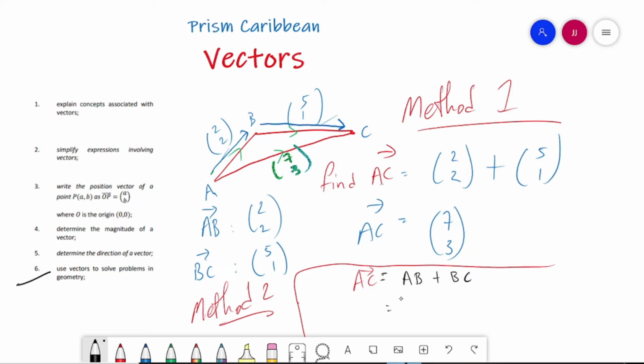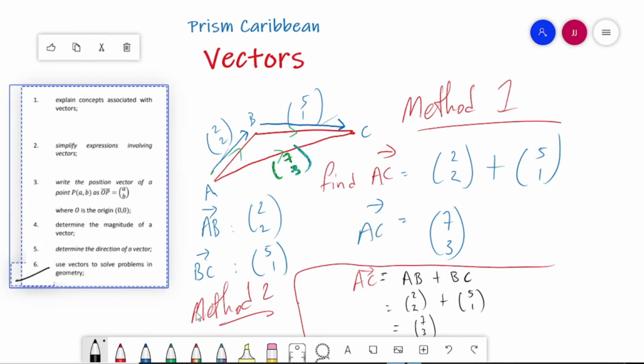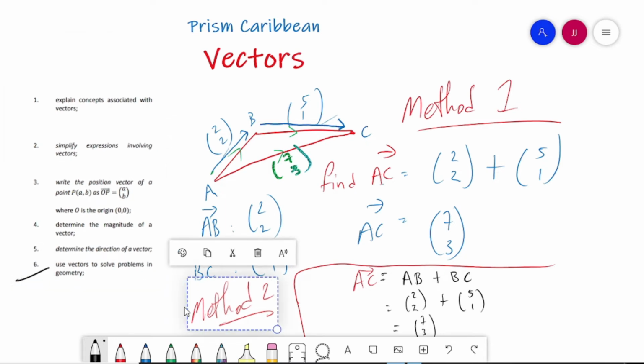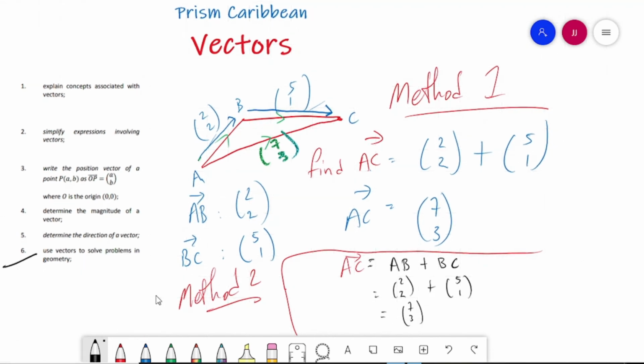So I used to say, all right, AB is 2, 2, and BC is 5, 1. So this will be 2 plus 5 is 7, and 2 plus 1 is 3. And there you go. I used to use that method to check over. That method really worked for me if I wasn't 100% sure that what I did was correct. I wouldn't advise that unless you want to check over, right? So that's it for the triangle.